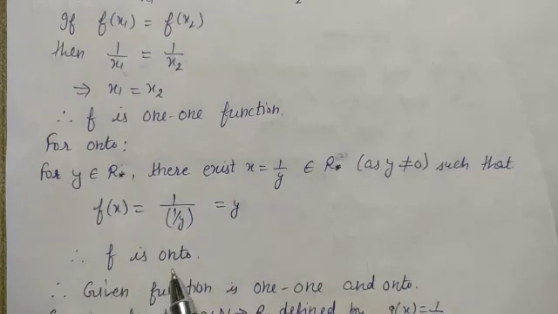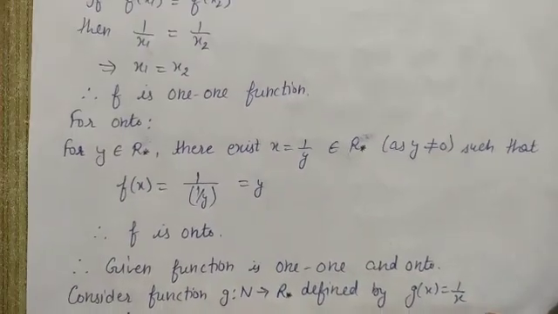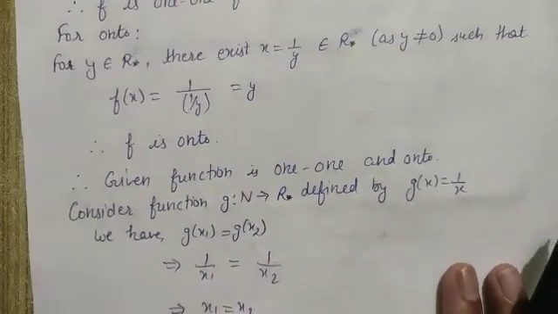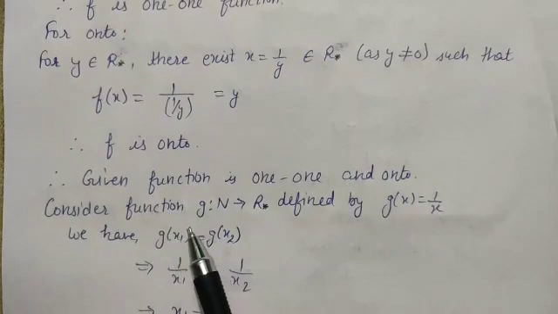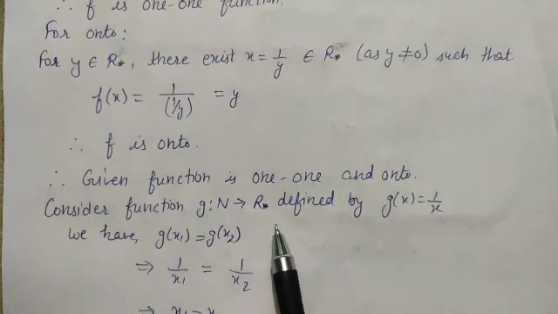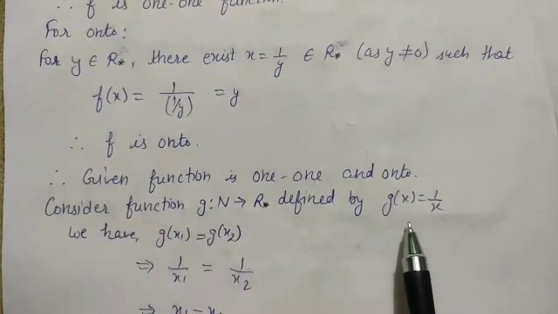So f is onto function. Now therefore given function is 1-1 and onto. Next is consider function g from N to R star defined by g of x equals to 1 upon x.